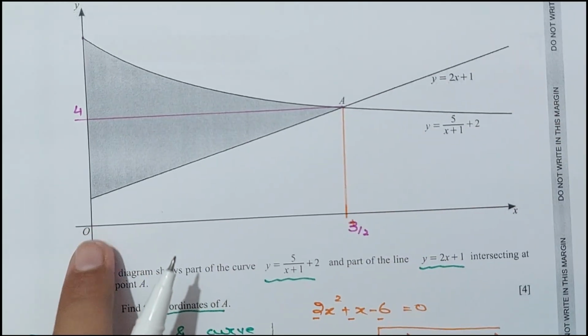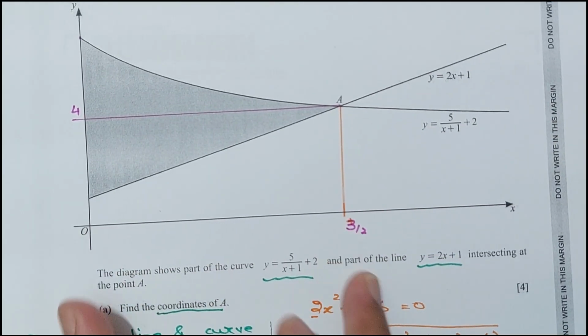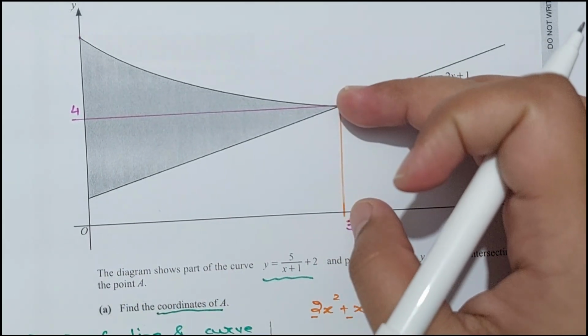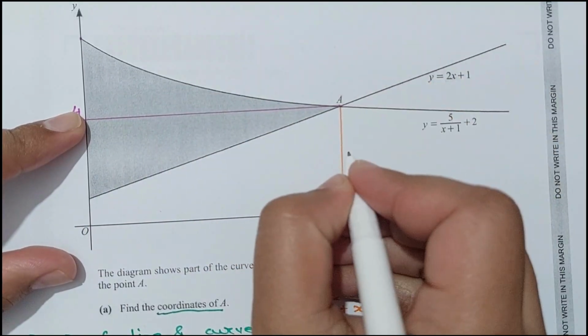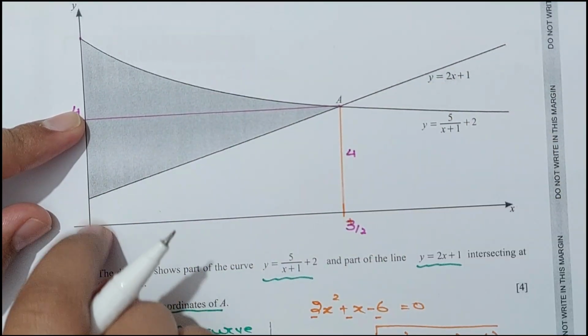So the height is 0 to 3 by 2. The height is just 3 by 2. These are the two parallel sides, this side and this side. So this side is from 0 to 4, so this length is 4. What is this length?